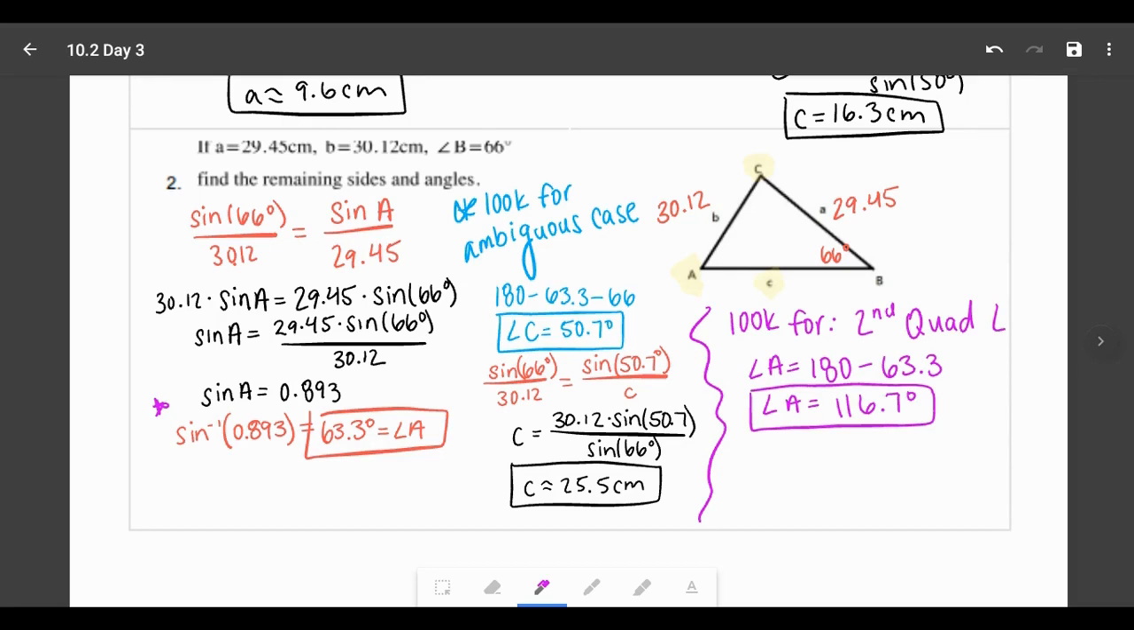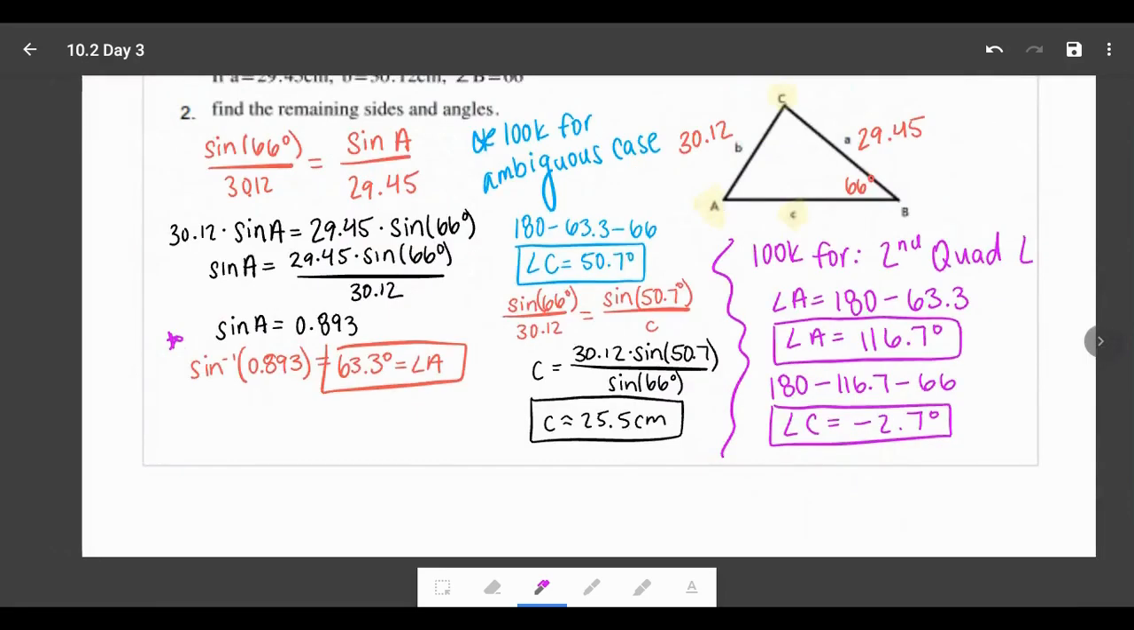Okay. The next thing that we did was we went through and found angle C then. So angle C, remember, is going to be found by doing 180 minus angle A minus angle B that was given. And so angle C, when I do that, should be negative 2.7 degrees. Now, think to yourself, does it make sense to have a negative angle in a triangle? It does not. So since that does not make sense, we can say that there is no second triangle.